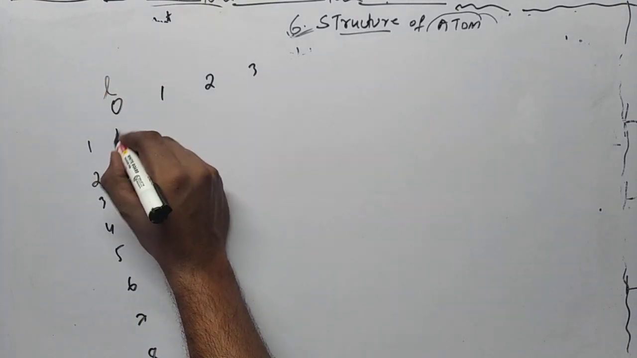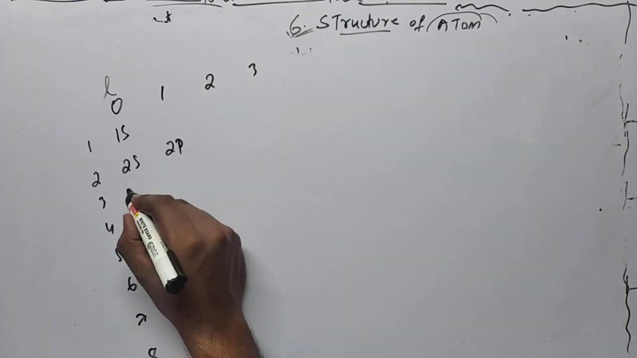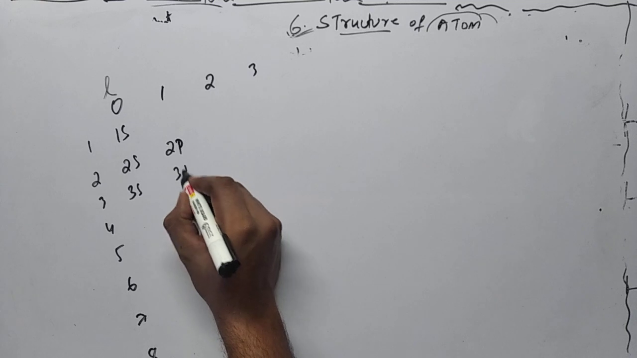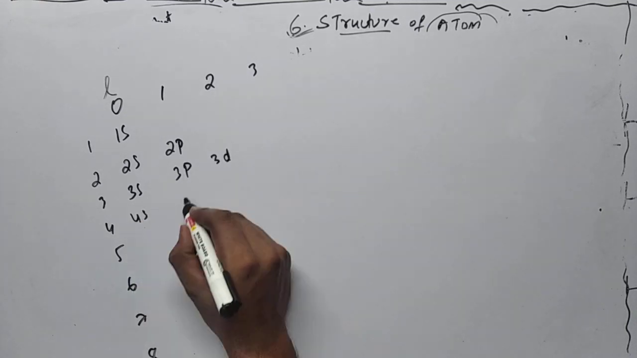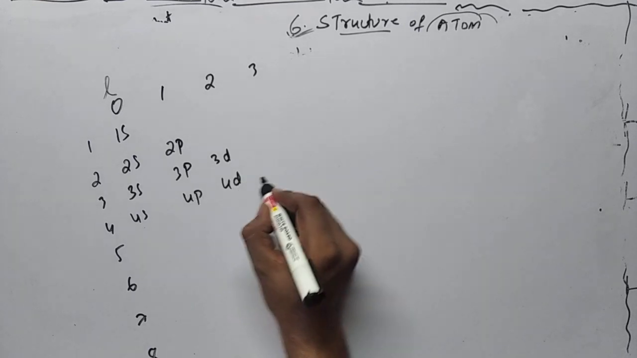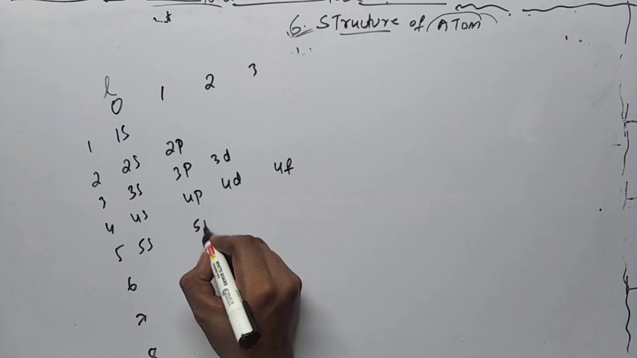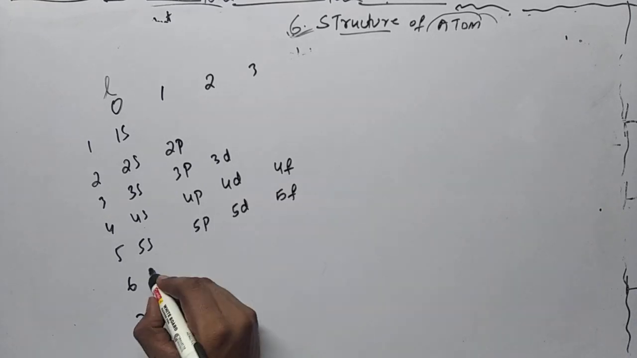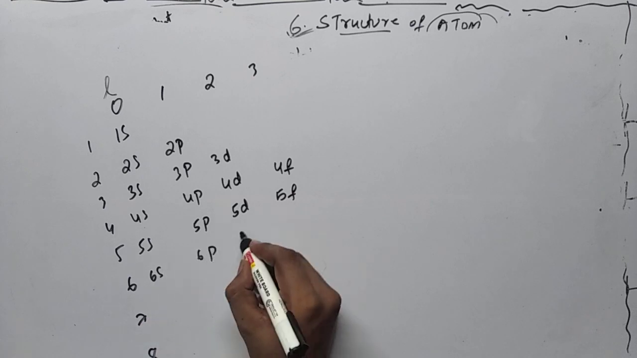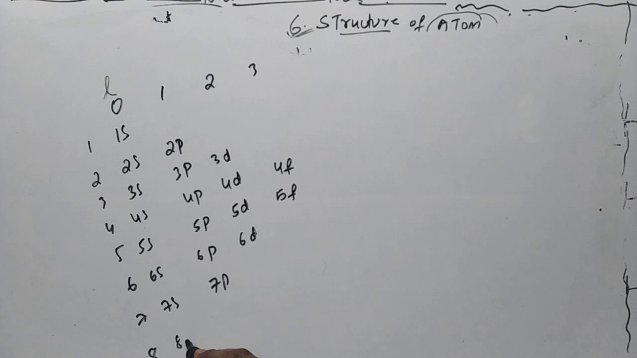Next, first we have 1s, next 2s, 2p, 3s, 3p, 3d, next 4s, 4p, 4d, 4f, next 5s, 5p, 5d, 5f. Next 6s, 6p, 6d, 7s, 7p, 8s. So you have to follow an order.